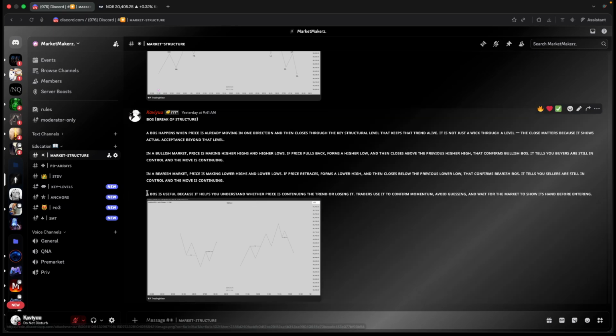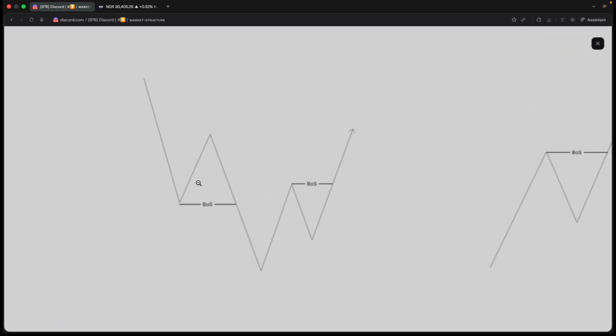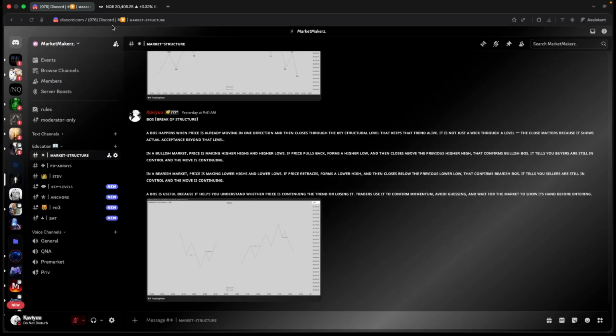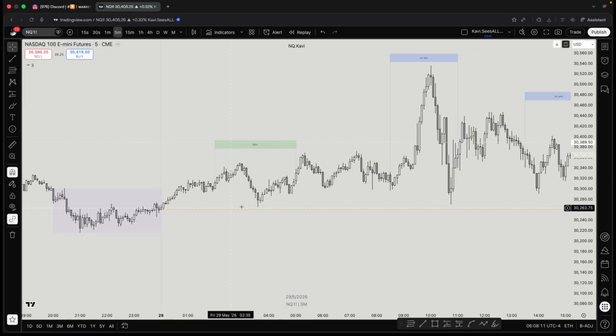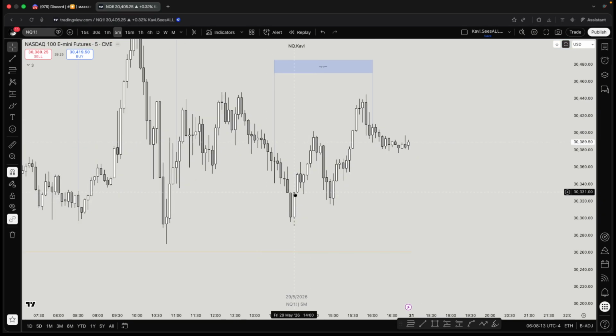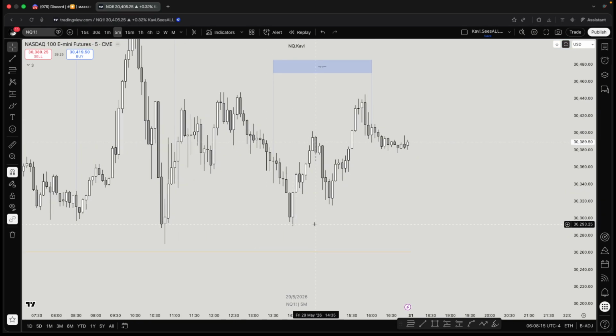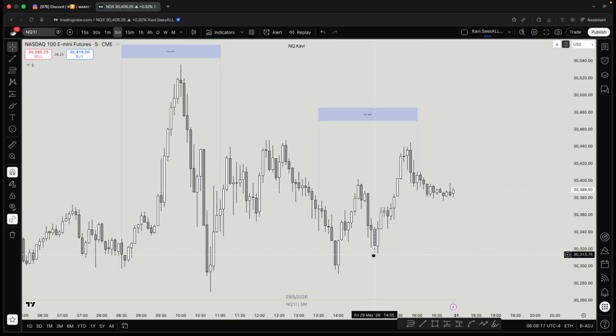Alright? Break of structure is extremely useful because it helps you understand whether price is continuing the trend or losing it. We use it to confirm momentum, avoid guessing, and wait for the market to show its hand before entering. Now I'll be quite frank. I have not touched break of structure in a hot minute, mainly because my entries are a little more sophisticated than that now. But yeah, alright.